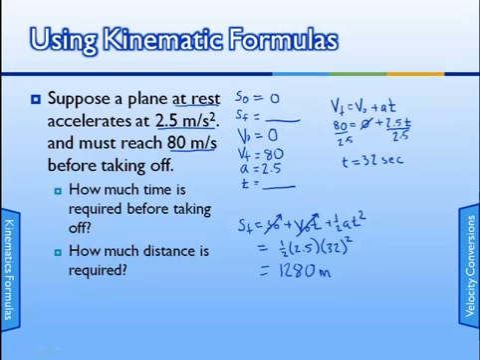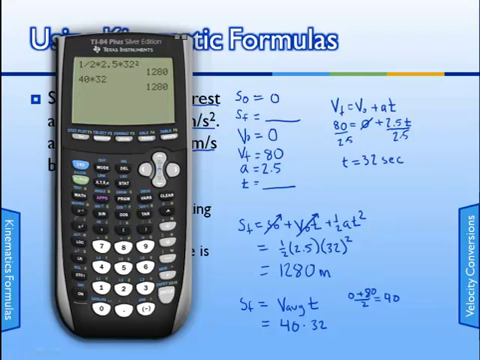Now, let's verify that distance by using one of the other equations. How about the average velocity equation? That's SF equals average velocity times time. The average velocity when there's constant acceleration is simply the starting velocity and the final velocity added together and divided by 2. So 0 plus 80 over 2, that's 40 meters per second is our average velocity. And our time is 32 seconds. If we multiply 40 and 32, we also get 1,280 meters.